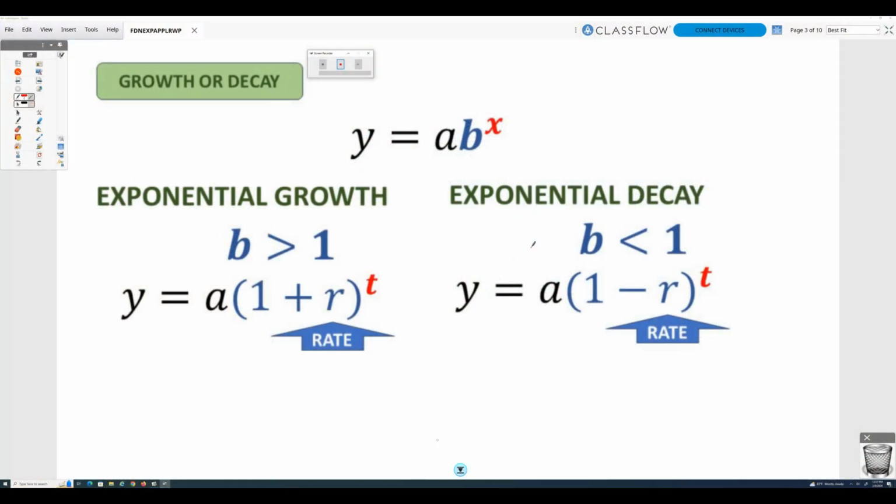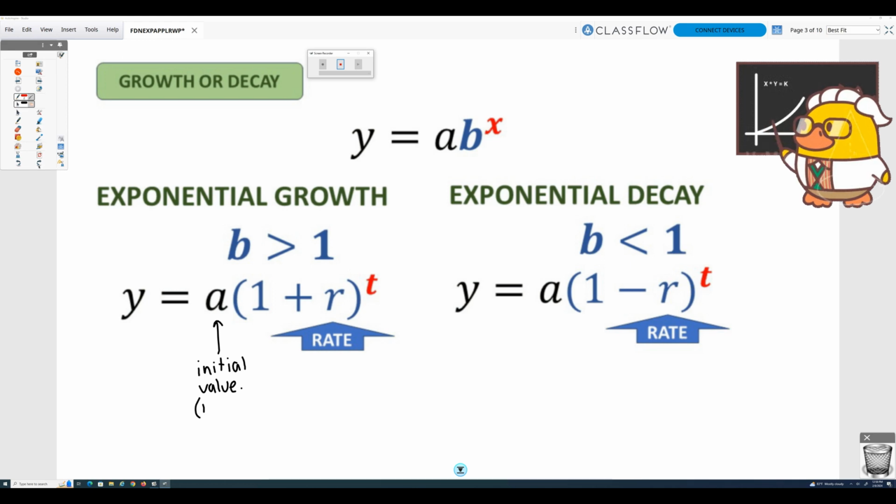The exponential function is a function in the form a times b raised to the x power, where a and b are factors, and b is the exponential factor. Neither a nor b can be equal to 0, and b cannot be equal to 1. If b is greater than 1, it is an exponential growth function. If b is less than 1, it is exponential decay.